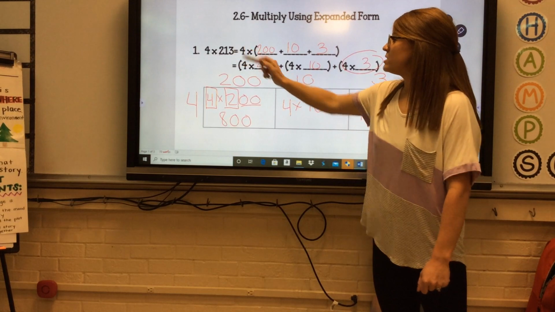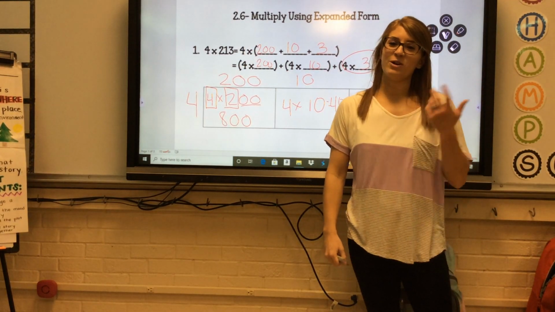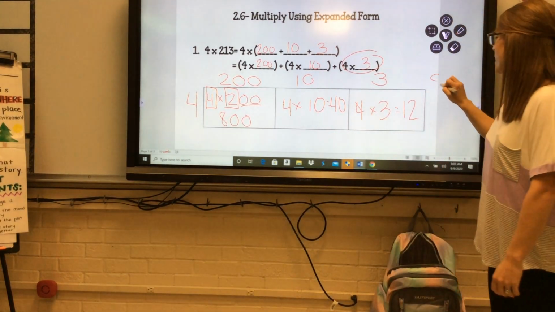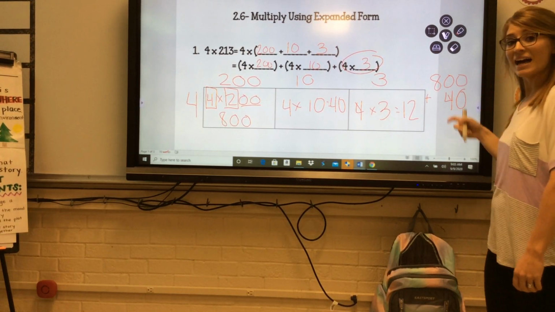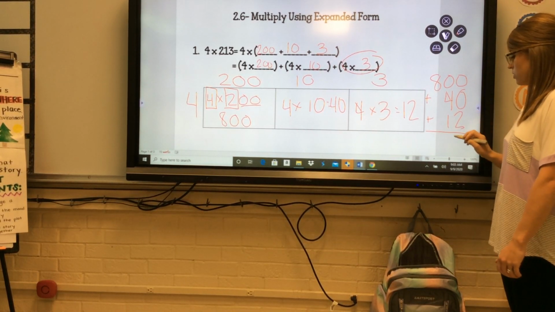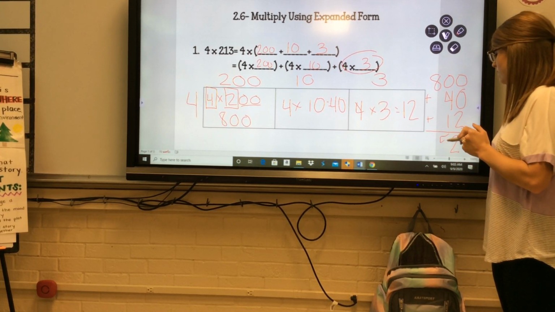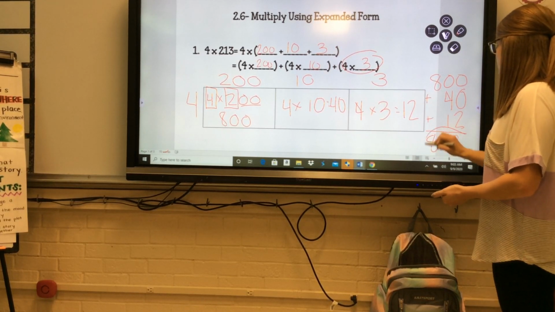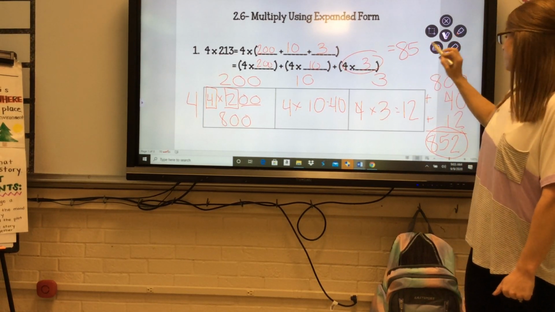Okay, so 4 times 213 is 800, 40, 12? No. What do we have to do? Yes, we have to add them together. So when I add 800 plus 40, remember it's very important to make sure we line up by place value, plus 12, 0 plus 0 plus 2 is 2, 0 plus 4 plus 1, very good, is 5, and 8 plus 0 is 8. Very good. So 4 times 213 equals 852.